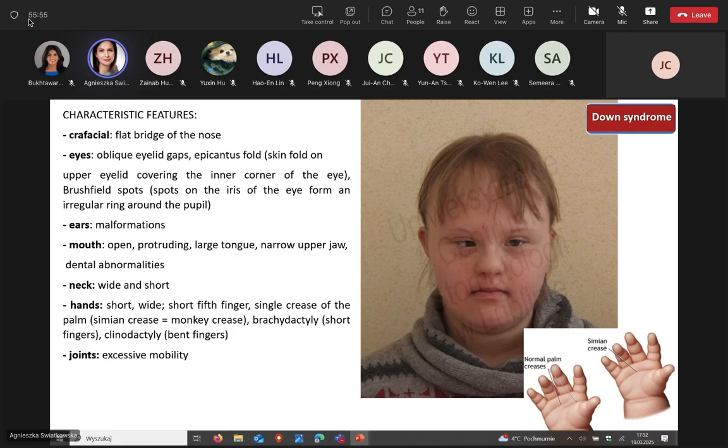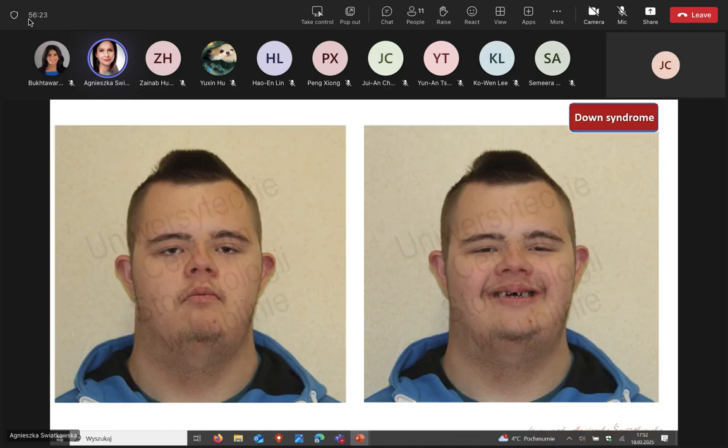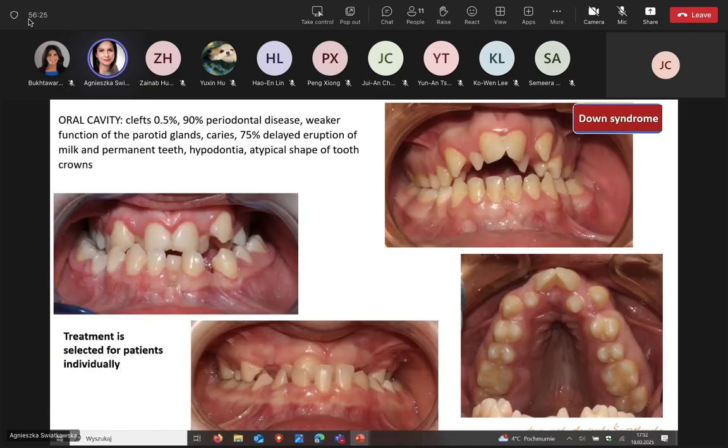Neck wide and short, hands short and wide, short fingers, single crease on the palms, simian crease, and brachydactyly and clinodactyly. What is clinodactyly? We observe bent fingers. Usually, this group of patients has excessive mobility in the joints. Next patient, and intraoral situation. So, as you see, we have a lot. We don't have one typical malocclusion in this group of patients.